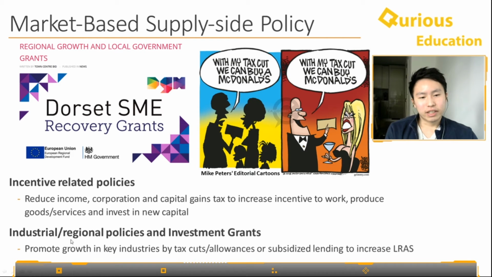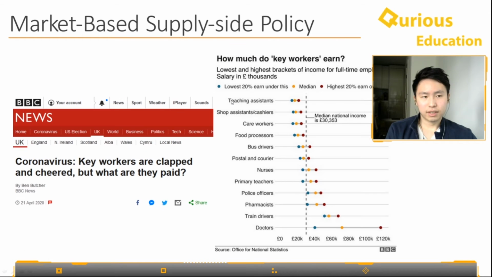And then another one that we have is particular investment grants for companies and things that are regional. So we've got the Dorset SME recovery grants that aim to help local governments or the local area of Dorset recover from coronavirus. And as a result, again, this would help promote growth in these industries or regions that would require some help from the government to increase the number of businesses in that area, and as a result, increase production in the economy. Okay.